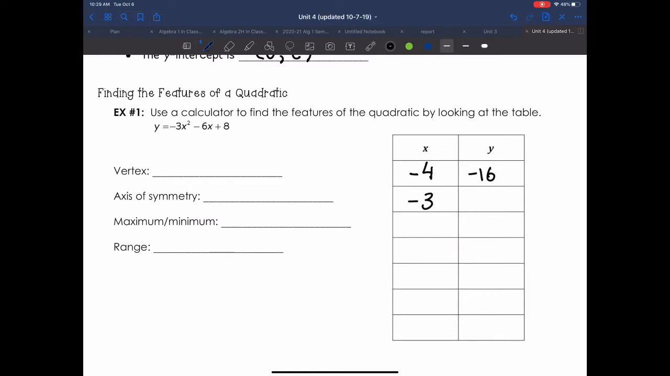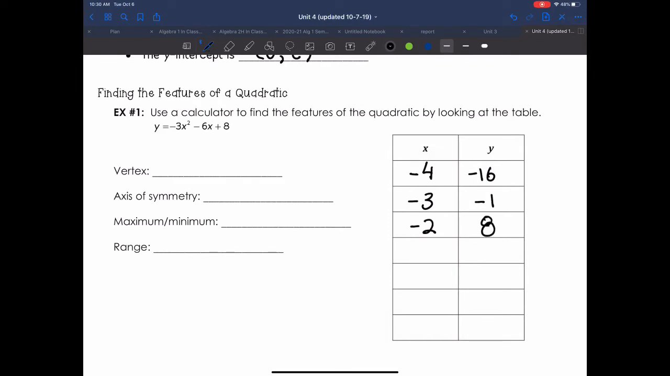So if I plug in negative 3, I have negative 3 times negative 3 squared minus 6 times negative 3 plus 8. And that's going to give me negative 1. Then if I plug in negative 2, I'm going to keep going down that number line. Negative 3 times negative 2 squared minus 6 times negative 2 plus 8, that's going to give me positive 8.